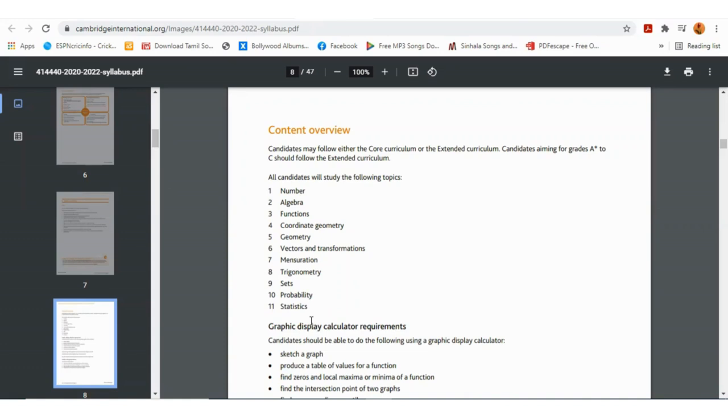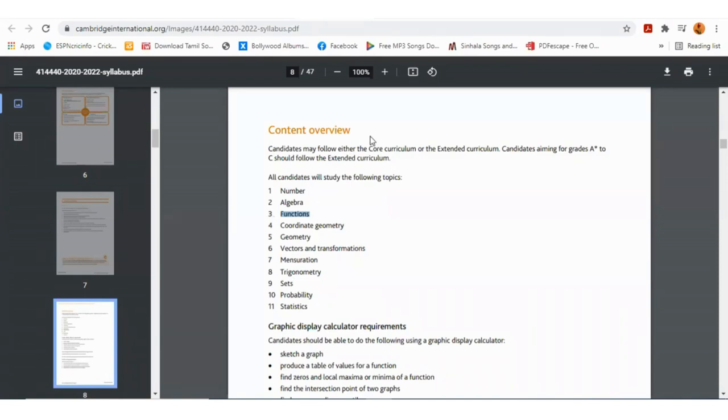What you will see is that the chapter of sets actually was not a separate chapter earlier. It was falling under number. Okay, so now it's like a separate chapter altogether. And also functions. Functions was not a separate chapter in the previous one, but here it is seen as a separate chapter. Other than that, the other topics are pretty much common between the two.